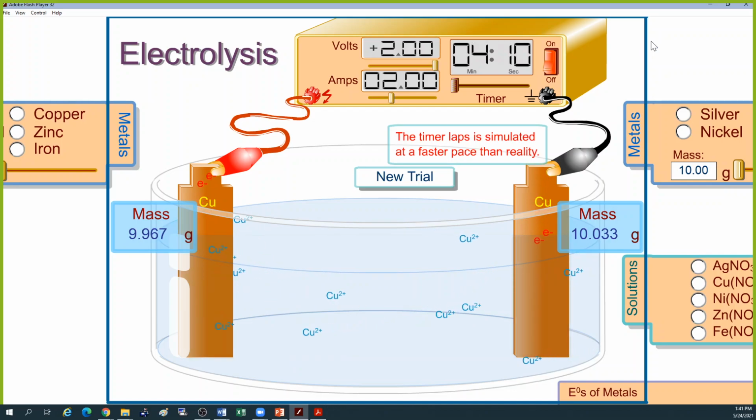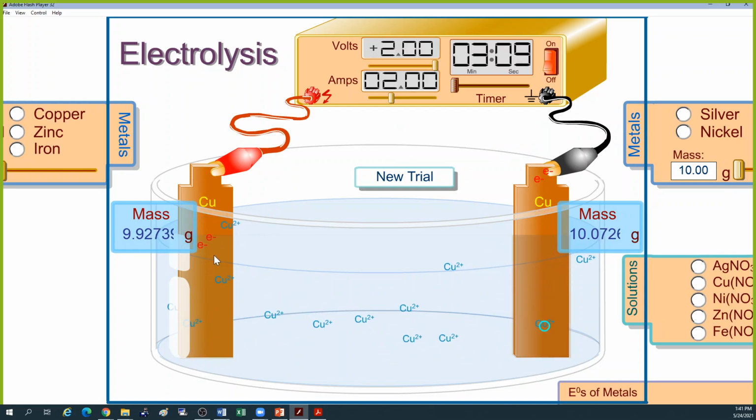So at the red terminal, which is the positive one, you'll notice that atoms of the metal are losing electrons. They're being oxidized. And those electrons are being pushed to the other side. And copper ions are being reduced on this side. You'll notice that this piece of copper is shrinking, but this piece of copper is growing. You can even see it getting thicker on the bottom.